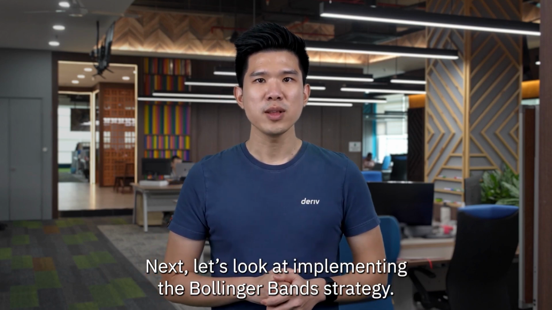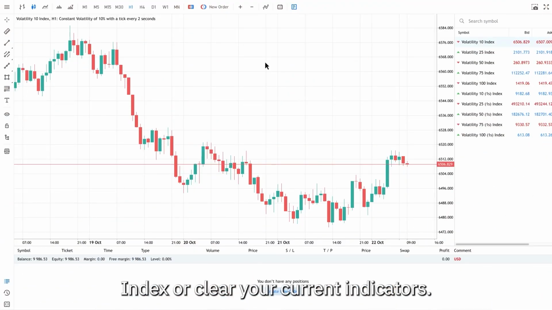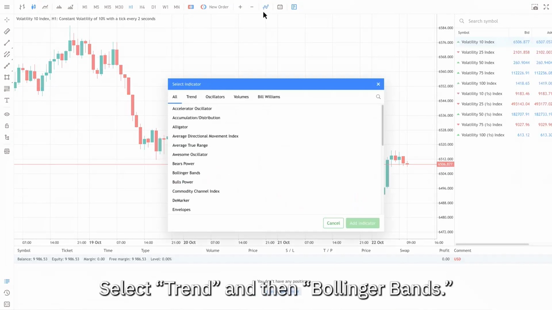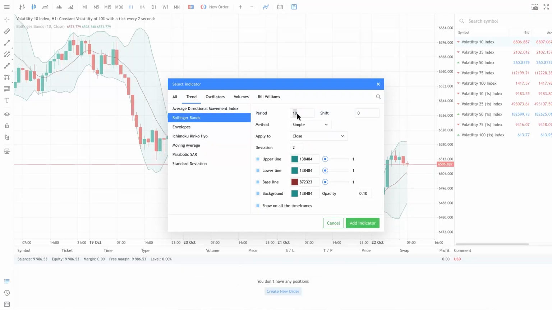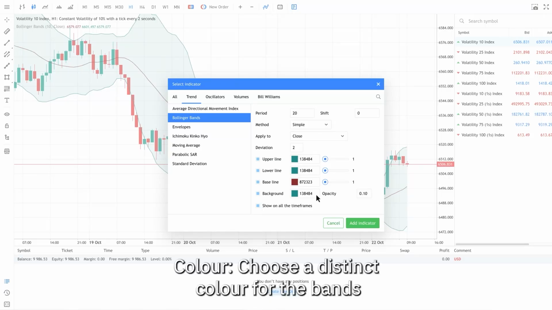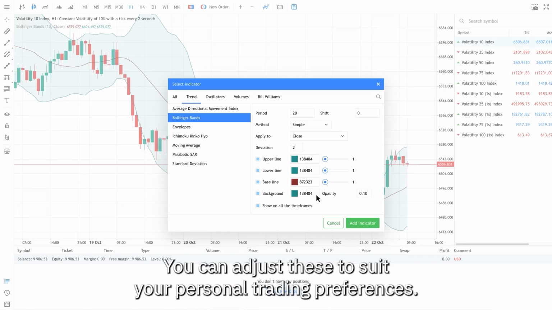Next, let's look at implementing the Bollinger Bands strategy. Open a fresh chart of the Volatility 50 index or clear your current indicators. Click on the Indicators icon, select Trend, and then Bollinger Bands. Set the Bollinger Bands parameters as follows. Period 20, deviations 2, shift 0, apply to close, color, choose a distinct color for the bands. You can adjust these to suit your personal trading preferences.